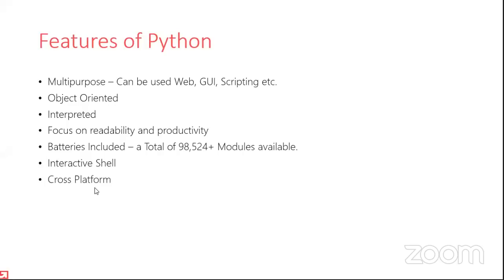All right. So when somebody says a language is cross-platform, that basically means it is operating system independent. Python can run on multiple operating systems, whether it is Windows, Mac OS, or Linux. So Python can run on multiple operating systems.